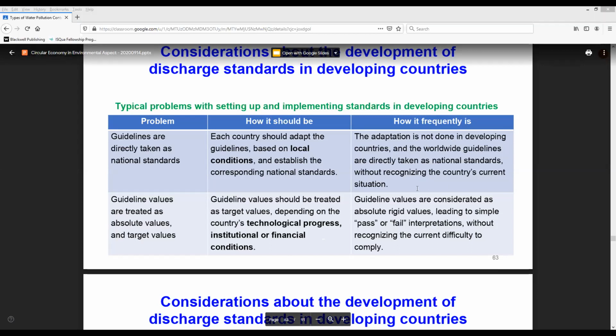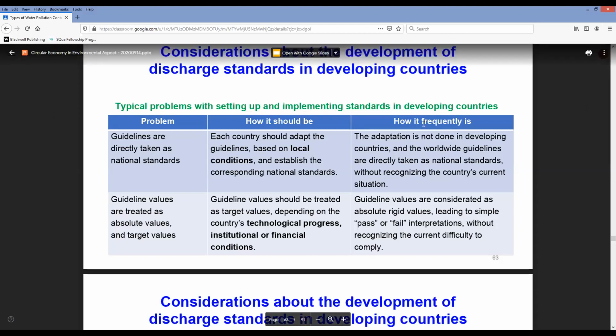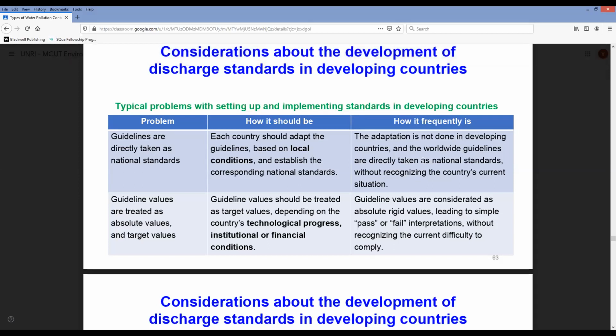For example, the United States is so large, and there are about 51 states in the U.S. So each state should have their own regulation, because each state has its own weather and its own culture. So that's why each country should adapt to the local condition.